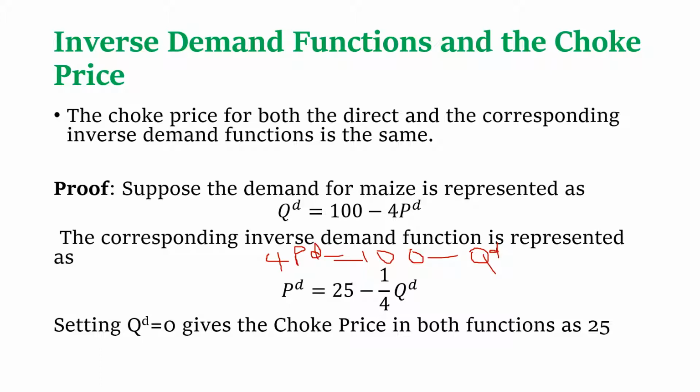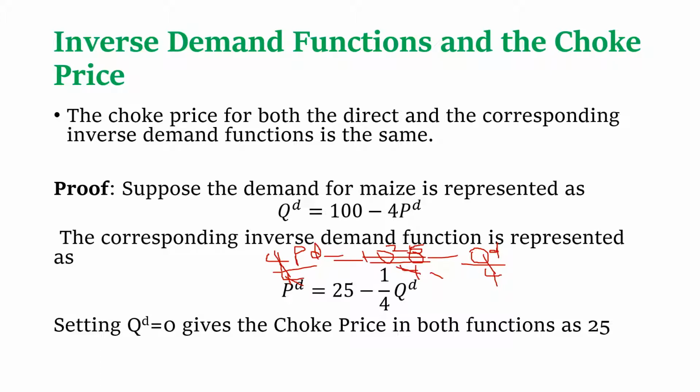We divide both sides by 4, and then we have 4 PD over 4, right? Now 4 cancels 4, and then we divide 100 again by 4, then we divide QD again by 4. What happened here? This is 1, and this is what? 25. You got it? Good. 25. So they become PD equals 25 minus 1 over 4 QD.